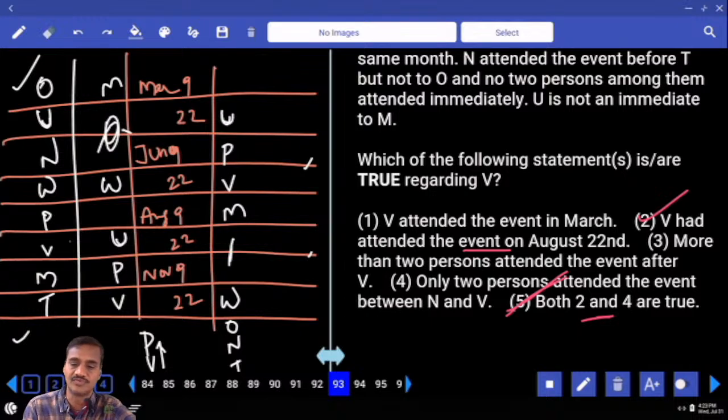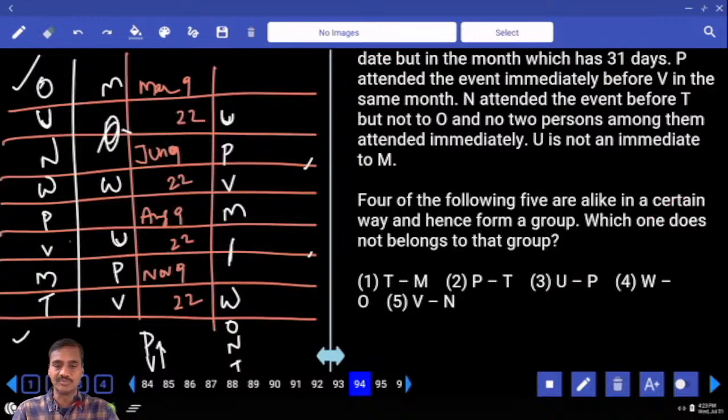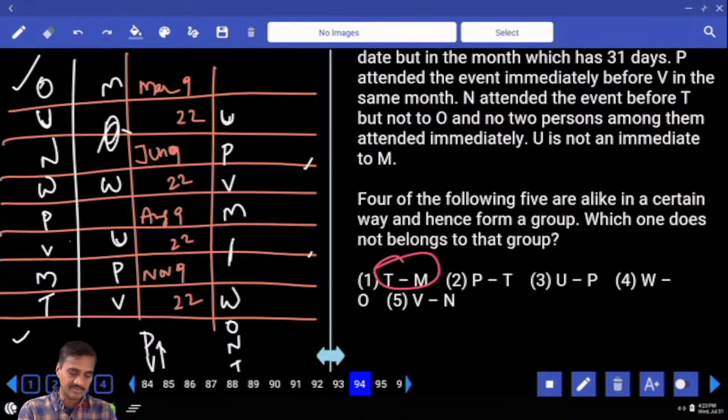Now in this 94, the question is the odd one out. Now T and M are adjacent, and between P and T there are 2 people, between U and P there are 2 people, between W and O there are 2 people, between V and N there are 2 people. Except choice 1, the remaining persons are adjacent to each other, born on adjacent dates. And this is the answer for 94, choice 1.